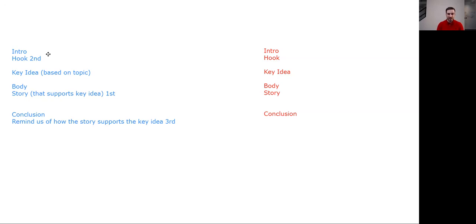Once you've done that, the second thing you're going to do in the introduction of the speech is put in a key idea to tell people what you're going to talk about. So if the groom is an idiot, but also a great person, you're going to use your hook to catch attention, and then you're going to say that they're an idiot, but also a great person. And then in the conclusion, you're just going to remind us how the story supports the key idea you mentioned in the beginning. So, as I mentioned in the beginning, the groom is an idiot, but he's also a great person, and this is how the story proves that. So that's the basic structure.